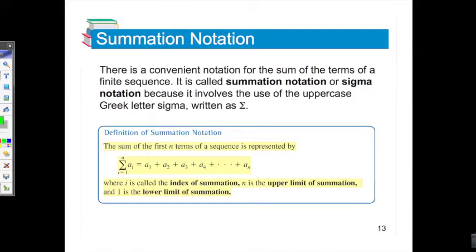So there's a couple different pieces here that we want to look at. The first is this right here on the bottom, where it says i equals 1.